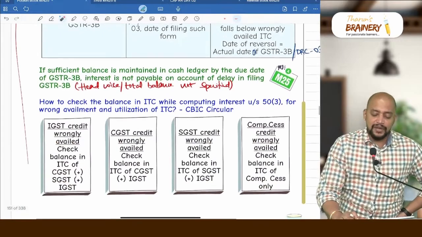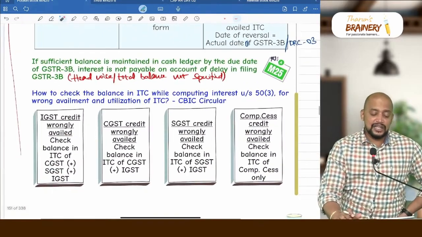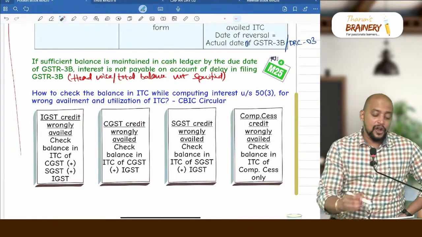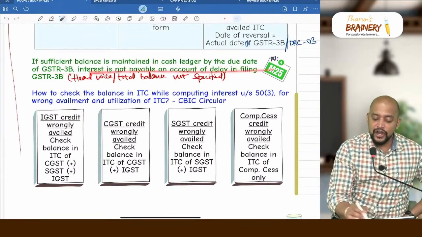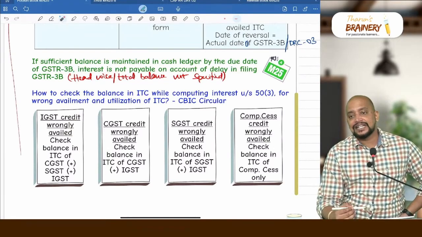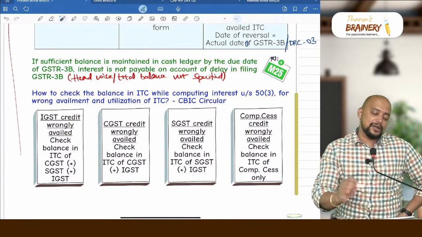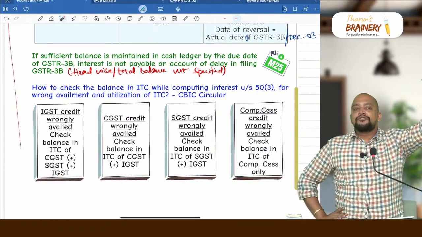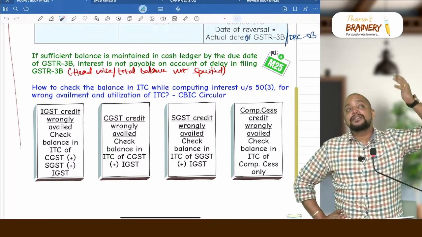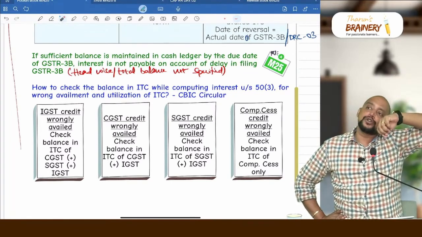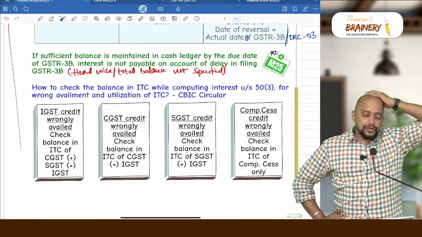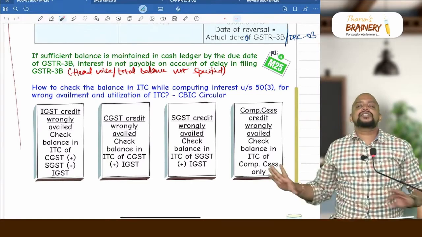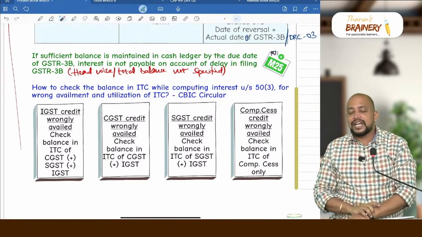And there is one amendment in this regard: if you maintain sufficient balance in the cash ledger by the due date of GSTR 3B, interest is not payable on account of delay in filing GSTR 3B. So this is a newly added point. They have added one proviso. Previously, when you filed 3B late, even if you had maintained sufficient balance in the cash ledger, you needed to pay interest on the net liability. But now they are telling, as on the due date of 3B, if you have maintained sufficient balance, then interest shall not arise on that amount even if there is a delay in filing 3B.